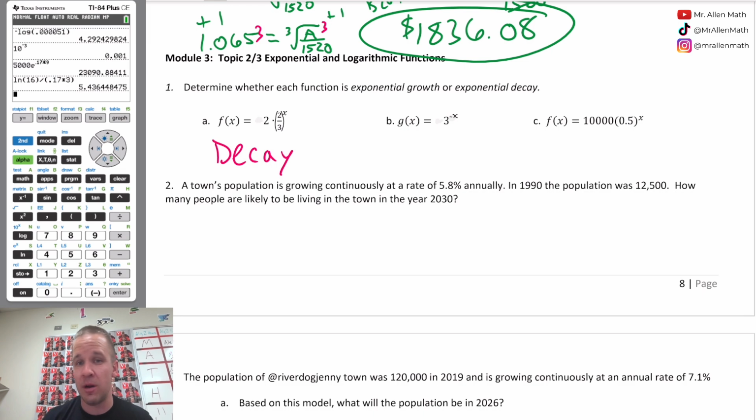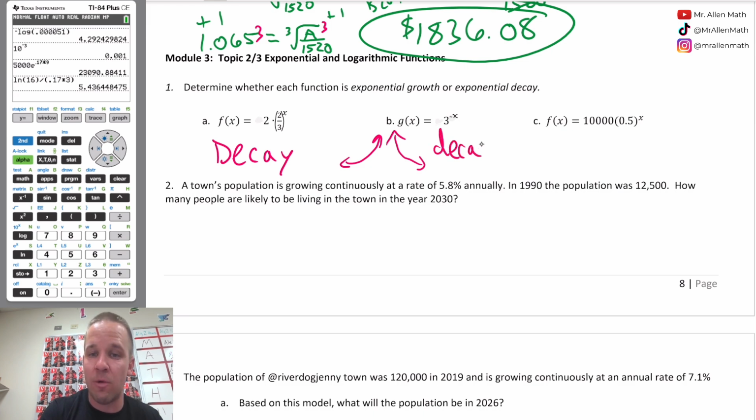Now, this next one here is 3 for my base, which would make us think growth. But that negative in the exponent is a horizontal reflection. So instead of going like this, when we reflect it horizontally, now it's going to actually look like this. So that's going to actually be a decay function. So decay once again, all right? That horizontal reflection or reflecting over your y-axis causes it to become a decay function.